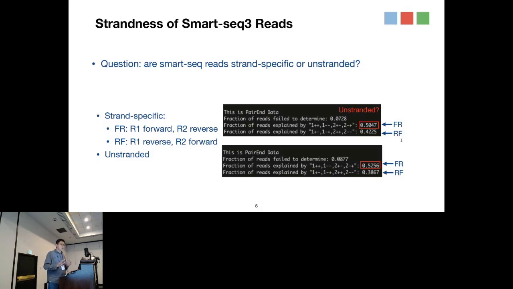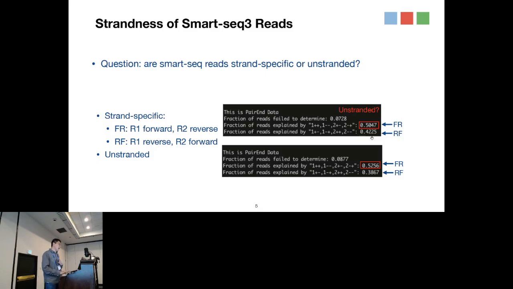But we looked more carefully, at many more cells. We always observe the FR rate is higher than the RF rate. The FR rate is about 50%, but the RF rate is about 40%. So this is not expected.